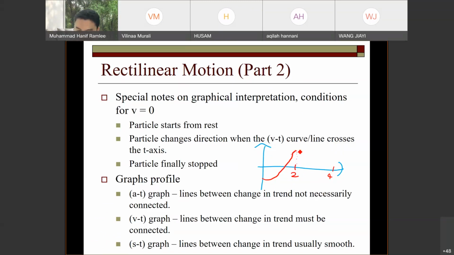It is not necessary to be connected as well. Okay, it can start from anywhere, like this position, for example, and this time around maybe the graph looks like this. All right, this is the graph profile.